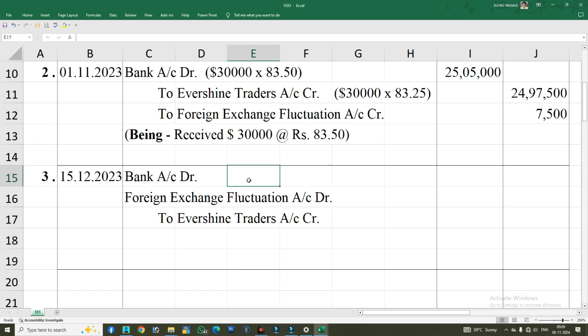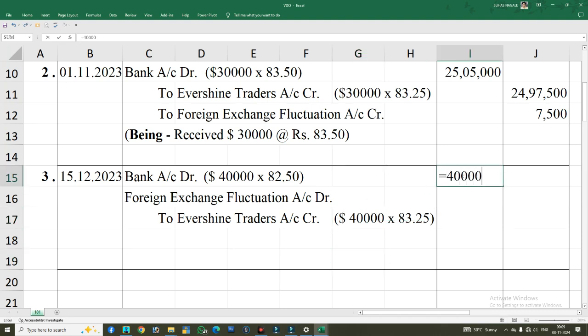Now we have to record in brackets for our reference, same as previous: $40,000 into the current rate 82.50, actual received, and here is $40,000 into 83.25, the base rate. Then calculate the amount: 40,000 into 82.50, and 40,000 into 83.25. The difference between the two is the loss, rupees 30,000.